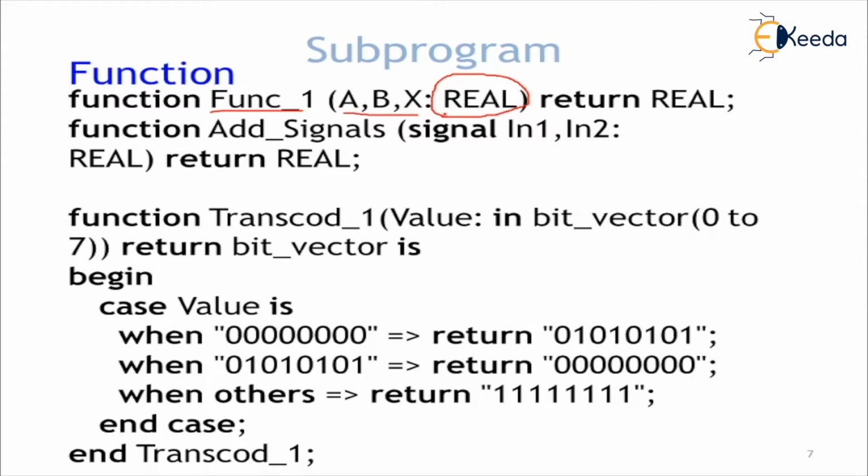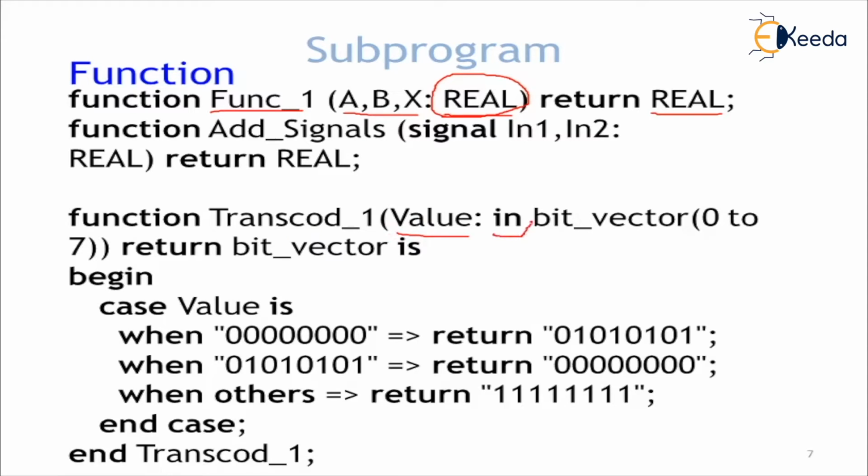Now here the data type we are declaring as real, so its return type also should be the same. Okay, there is another example. Add signal in one comma in two of type real, again return type of real. Then function transcode having an internal parameter.